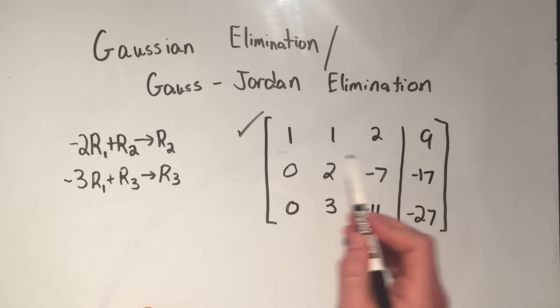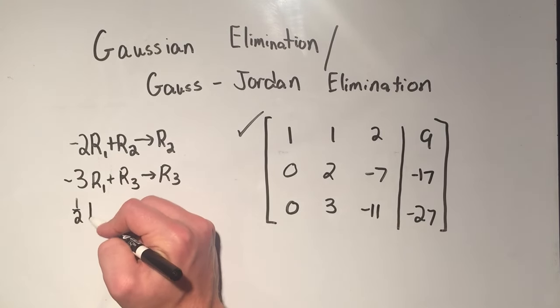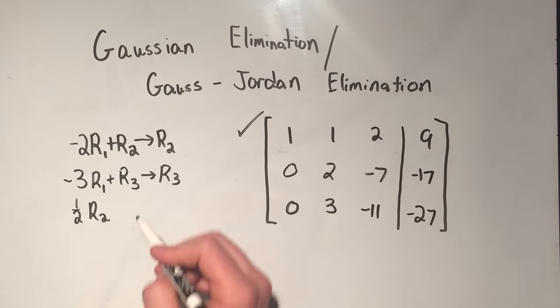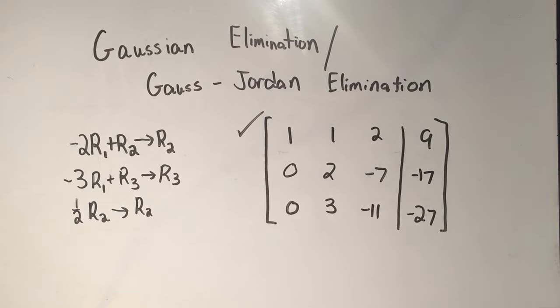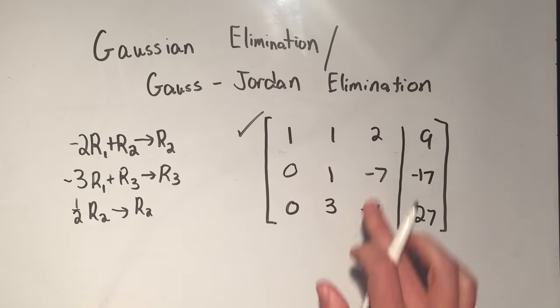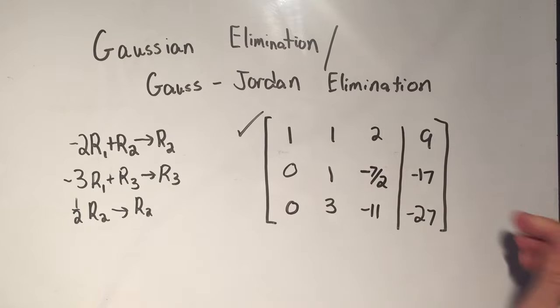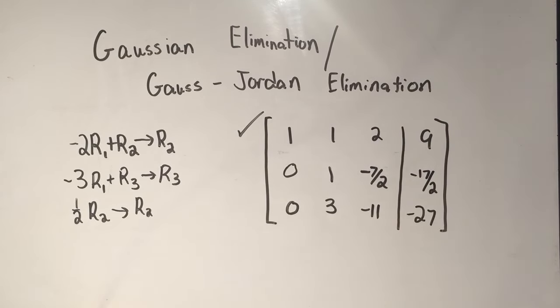So I'm gonna take this row and I'm gonna multiply it by half to get rid of that two. So I take one half of row two and that becomes my new row two. In other words, I'm just dividing each term by two. So two divided by two is one, minus seven divided by two is minus 7/2, minus 17 divided by two is minus 17 over two.